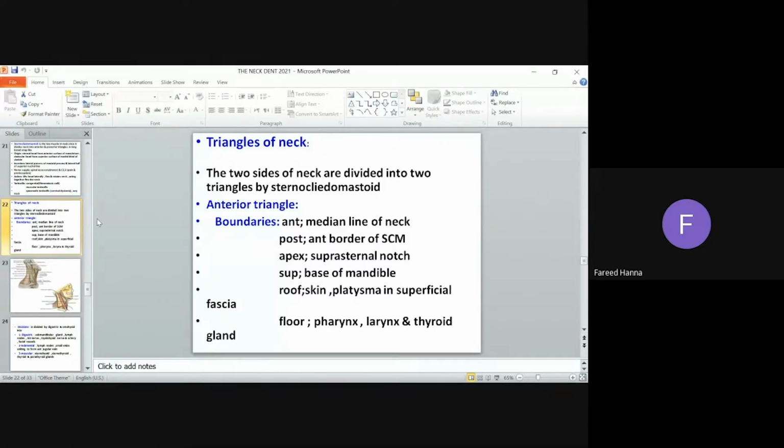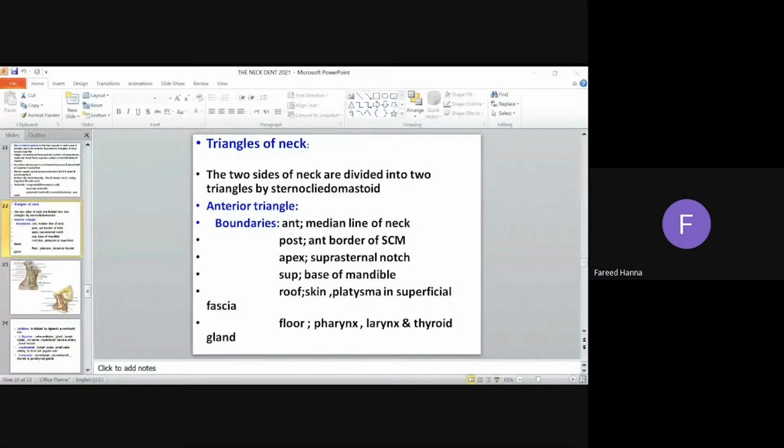Okay, so we will start now today. Everybody is hearing me and everybody has the slide, triangles of neck? No? Does everyone see the slide? Yes, doctor. Good.